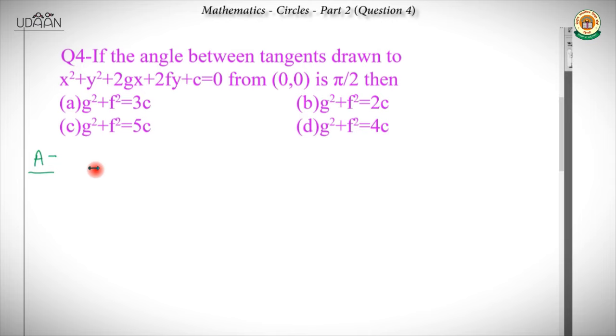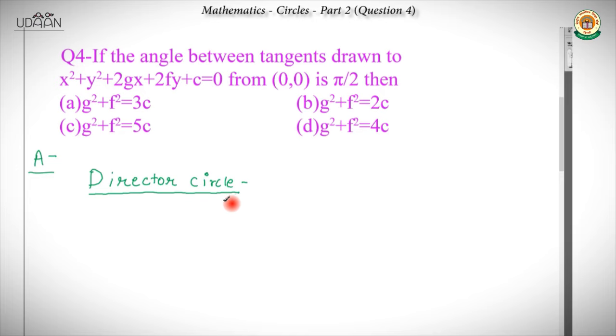Alright, so that was a big statement. Let's break it into parts and see what that means. What do you mean by director circle again? Could you explain? The director circle is the locus of points from which the angle between the pair of tangents drawn to a given circle is pi by 2. Okay, so the collection of all points from which if you draw two tangents to the circle, the angle between those two tangents is pi by 2. Yes. Okay, so 0 comma 0 will definitely lie on the director circle according to the given question.